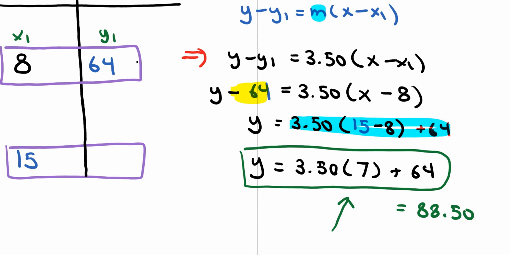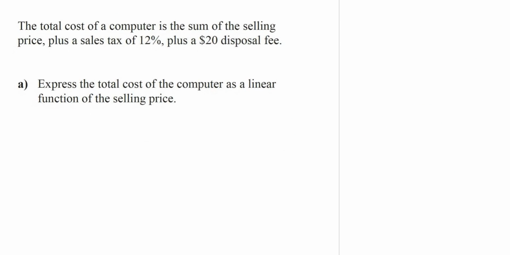Let's move on to question number 13 now. For question number 13, the total cost of a computer is the sum of the selling price plus a sales tax of 12% plus a $20 disposal fee.